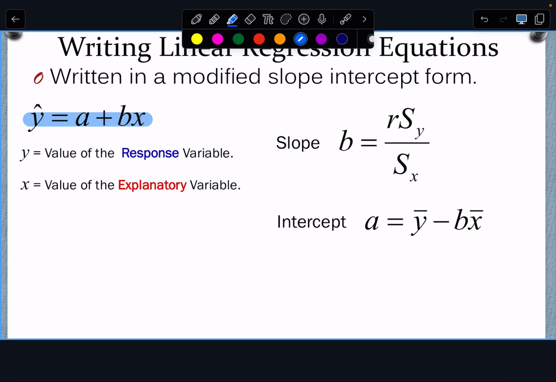And when we look at that formula, this is a formula you will not have to memorize. This will be given to you in the formula package when you take those tests. So they'll give you that y hat equals a plus bx. They'll give you the formula to calculate b. They'll give you the formula to calculate a. So you do not need to memorize these. You simply need to know how to use them.